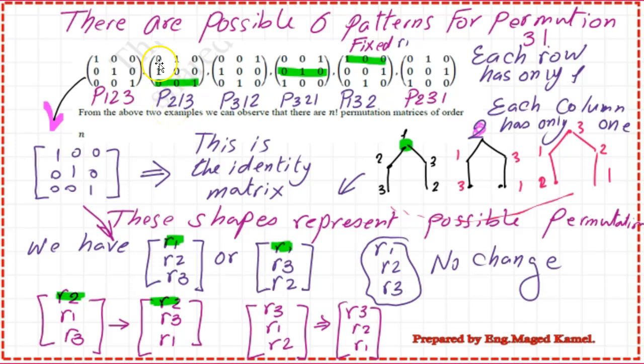B213 is the second row, followed by the first row, followed by the third row. The second row was here. It moves up to become the first row. So we have 0 1 0 here, followed by the first row that was 1 0 0, and the last row is still the same. So here is the replacement. Instead of 1 2, it becomes 2 1.